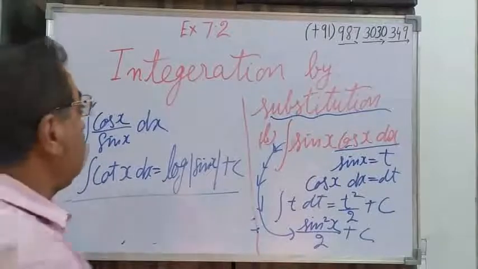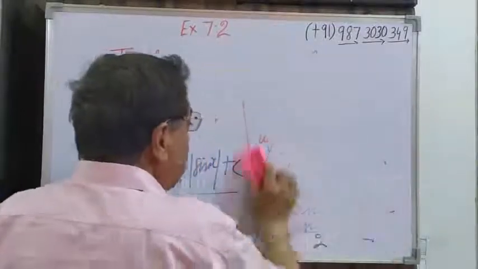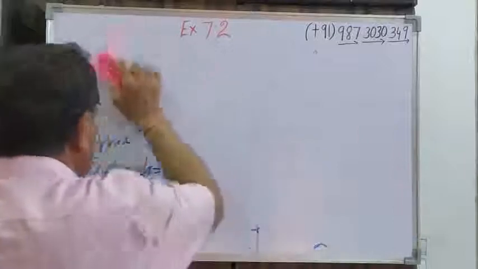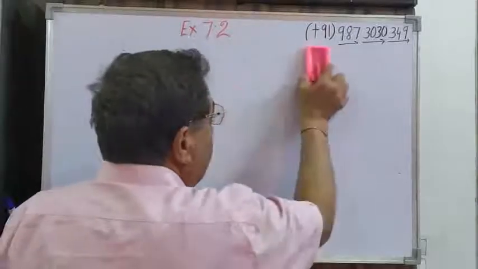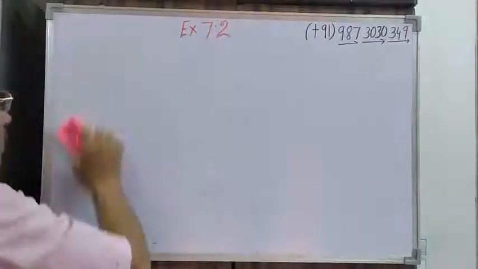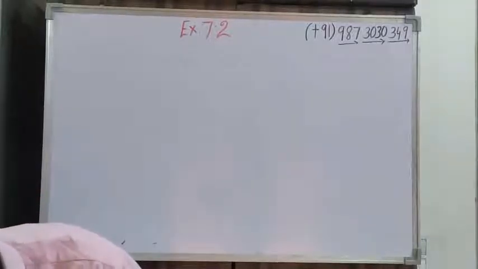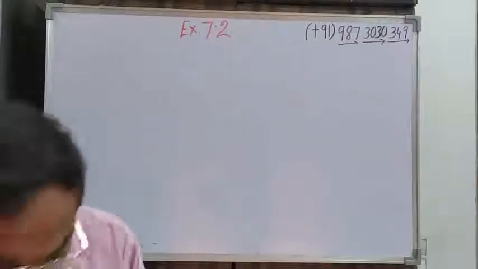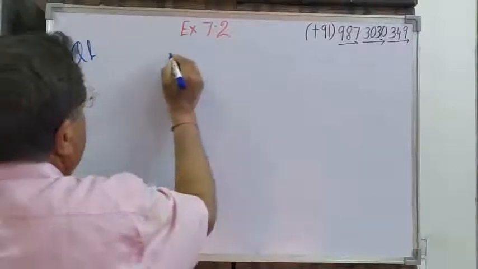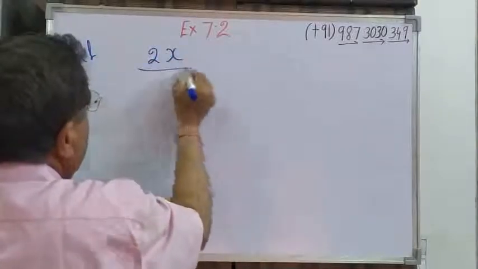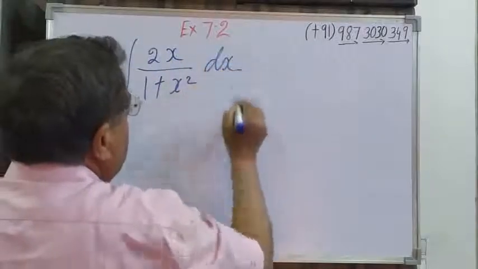I will give you more examples for this one. Now it would be better if we go to exercise 7.2. In exercise 7.2 of our NCERT, in the first question we come across, write down question number 1, that is the integration of 2x upon 1 plus x square with respect to dx.